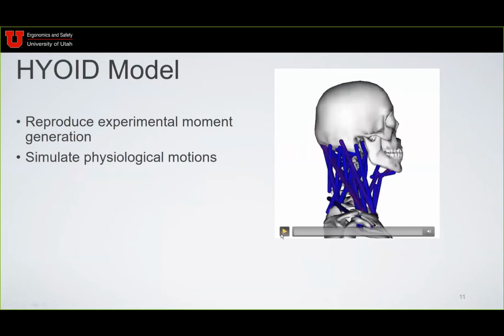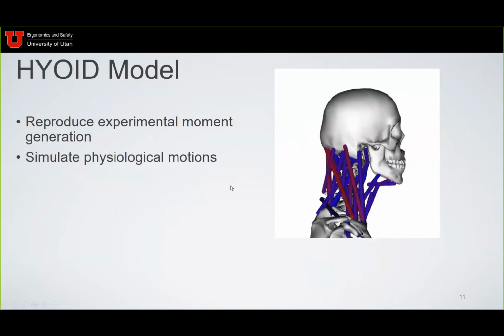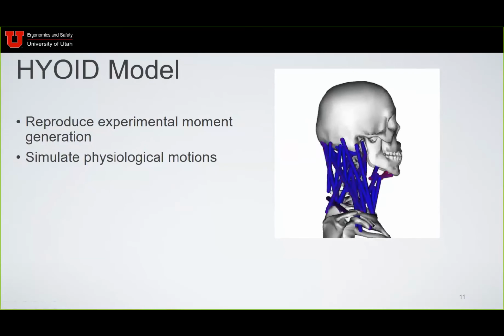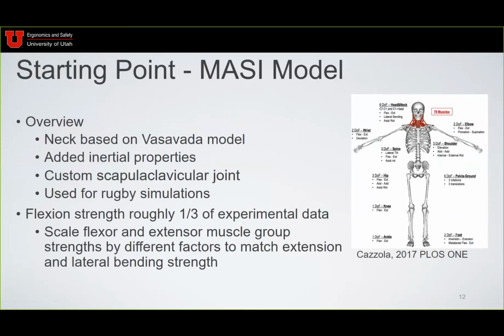And then, as we showed before, we really wanted to be able to simulate these physiological motions, be able to do motions that we see without the need for large reserve actuators. So the starting point was a model that's known as the Massey Model. It was developed by Cazzola and published in 2017. And this model was very useful. It is a huge step forward from what we had.